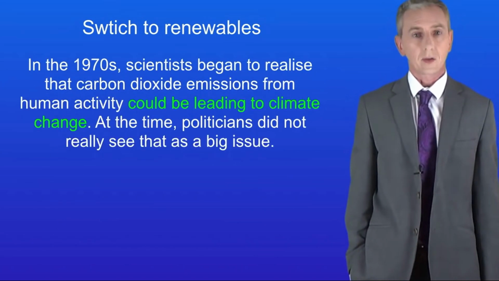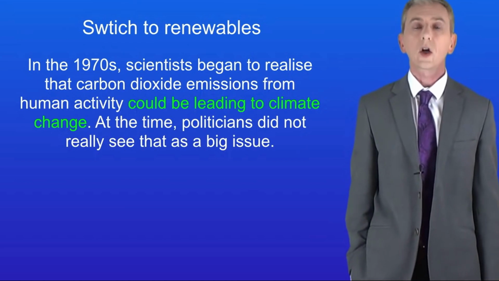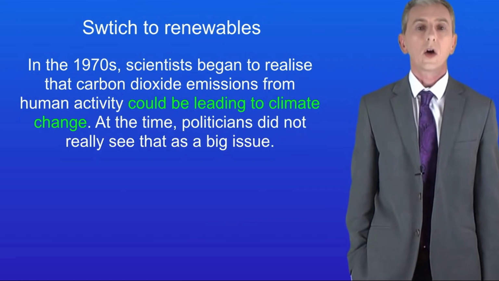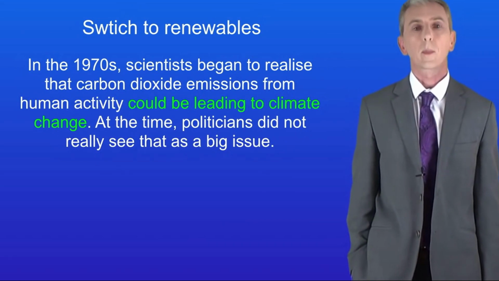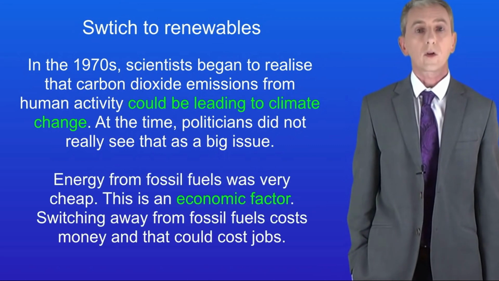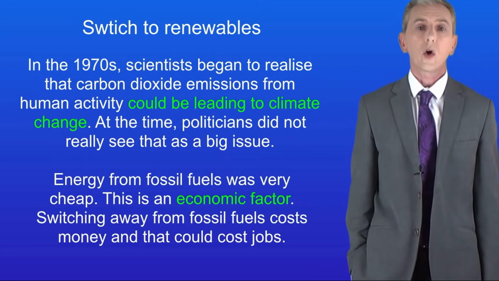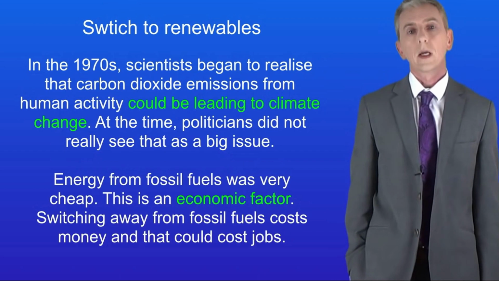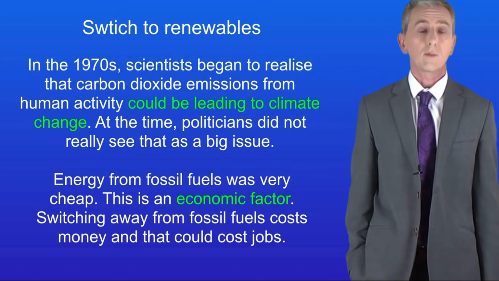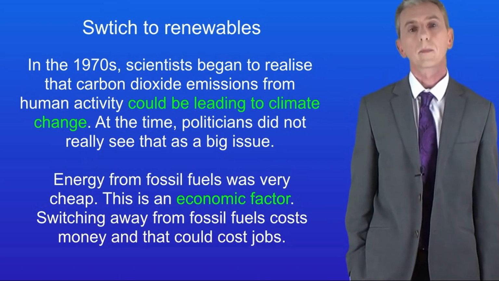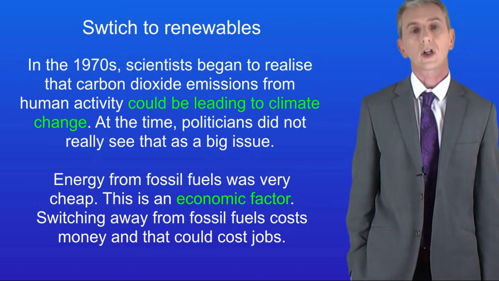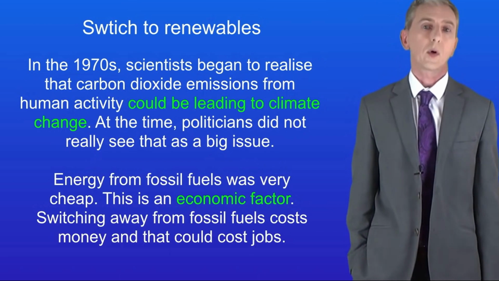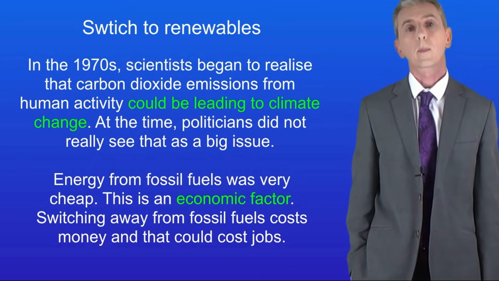In the 1970s, scientists began to realize that carbon dioxide emissions from human activity could be leading to climate change. Unfortunately, at the time, politicians did not really see that as a big issue. The problem was that energy from fossil fuels was very cheap. We call that an economic factor. Switching away from fossil fuels costs money, and that could cost jobs. Over the following decades, scientists continued collecting data on climate change, and they continued warning politicians that they needed to take action.